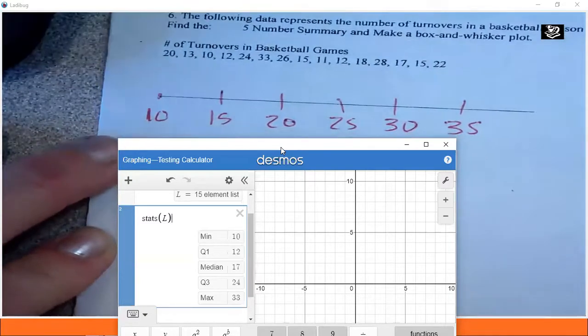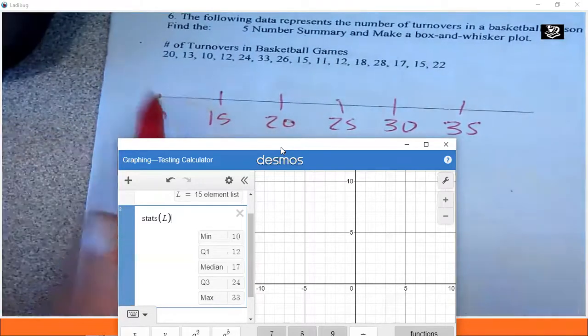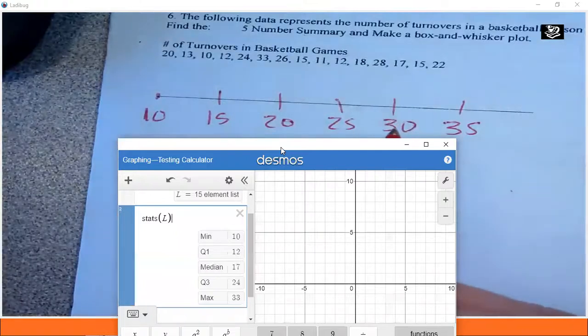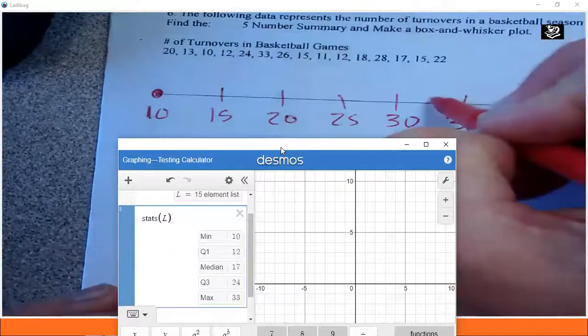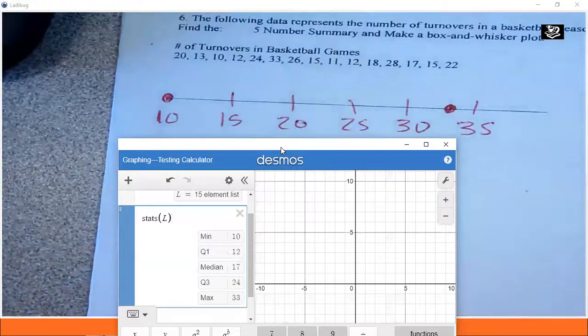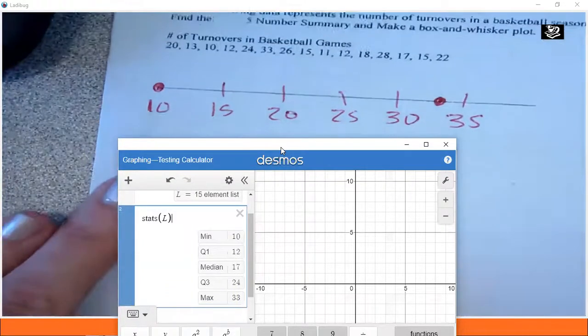All right. So our minimum is at 10. Jamon, what is our maximum at? 33. So that's going to go somewhere in here. So your minimum gets a point, your maximum gets a point. Jordan, what is the median at?